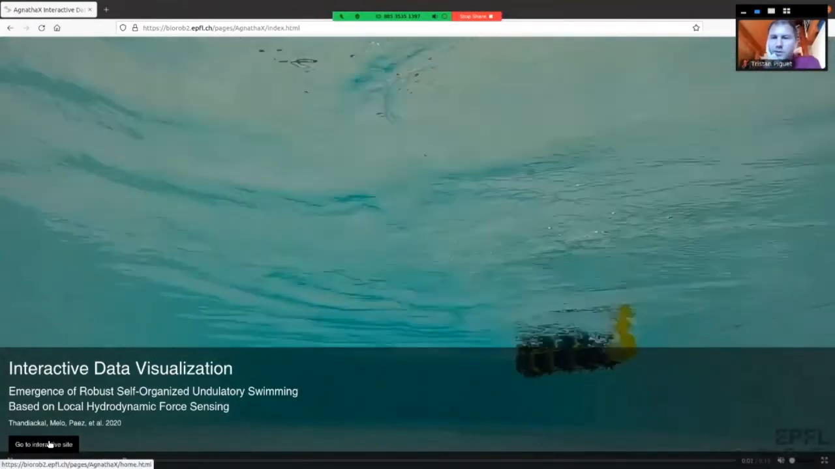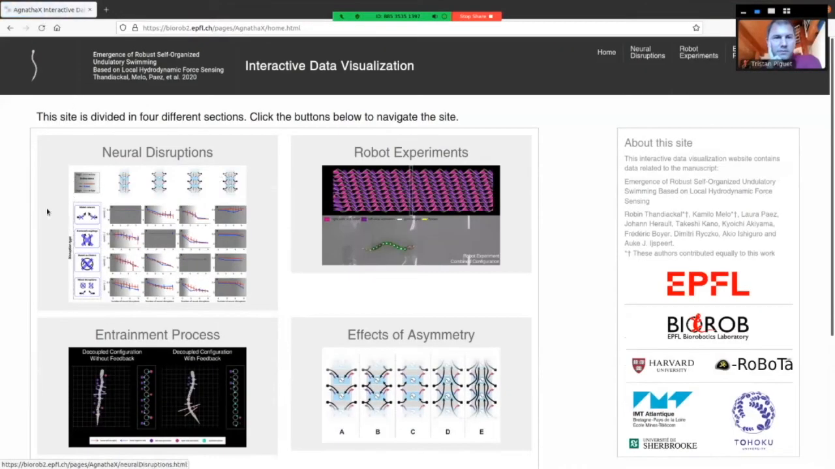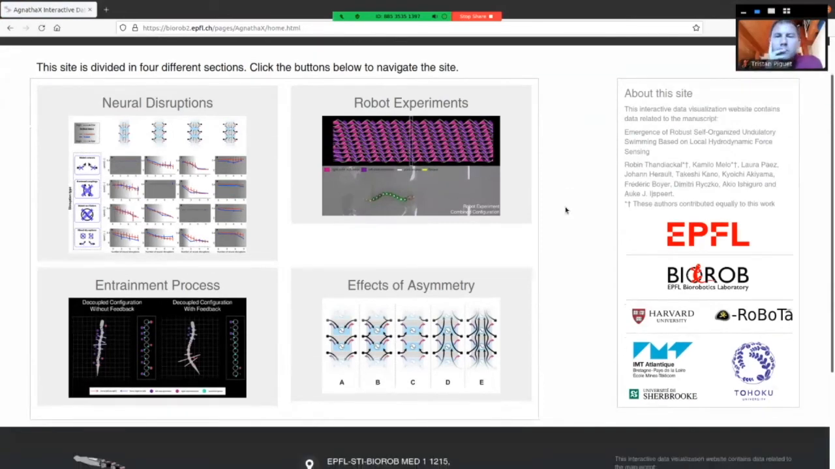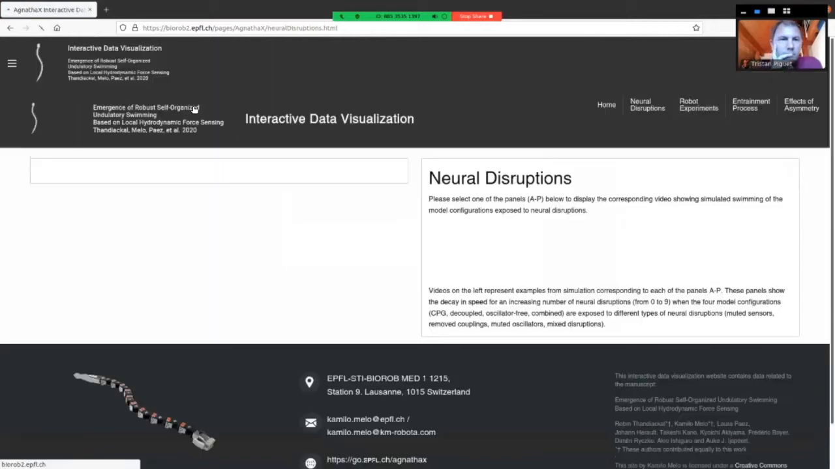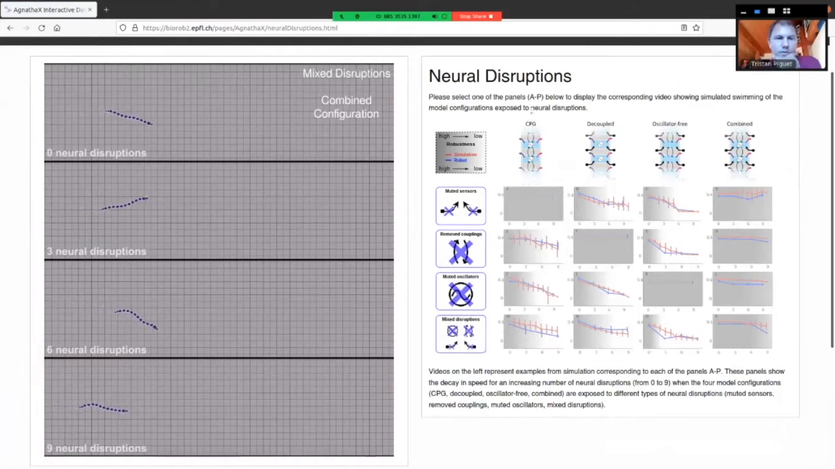Now you can see here in the corner, you can go to the interactive site. And here we have 4 different results that we got. I'm going to start with the most important and probably most relevant one, which is neural disruptions. So in this one, remember the 4 configurations that I told you, let's go first to the right. Now we are going to generate some lesions, in this case to the controller. That means, what happens if some of the sensors are muted, what happens if some of the couplings, we have a total of 10 couplings for instance. What happens if we remove the 6 and the 7 or the 1 or the 9? We were randomly selecting this.